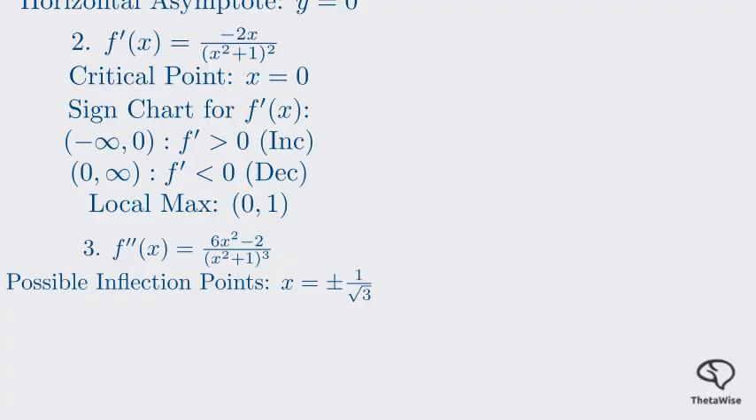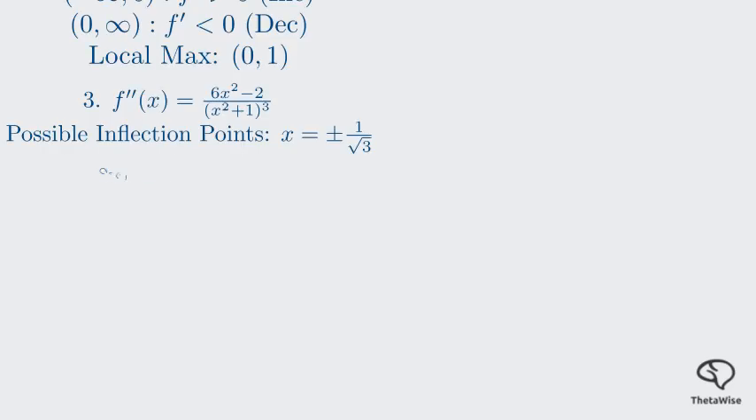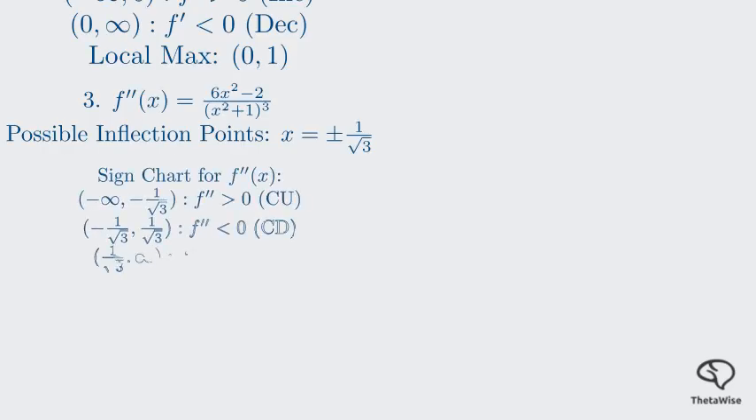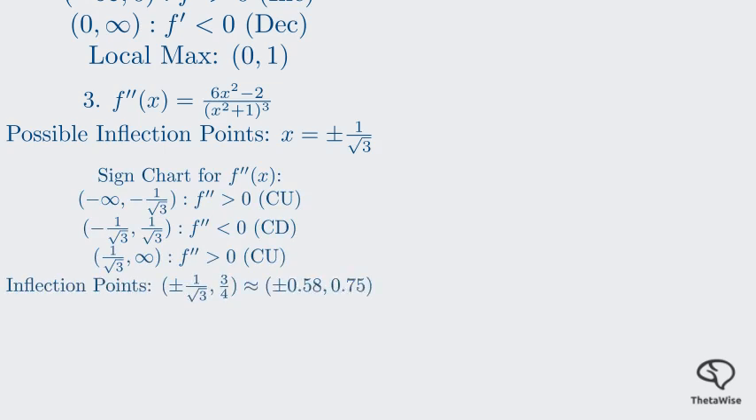The sign chart for the second derivative shows the function is concave up on (negative infinity, negative 1 over root 3) and (1 over root 3, infinity), and concave down on (negative 1 over root 3, 1 over root 3). Since the concavity changes at both points, they are both inflection points. There are inflection points at approximately plus or minus 0.58.